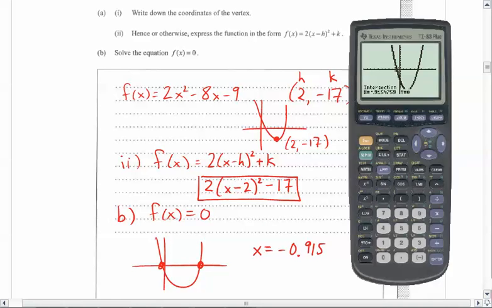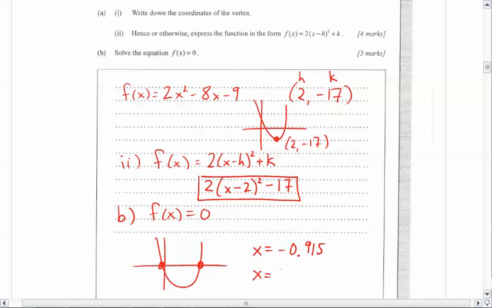I'm going to do the same thing again, so I can calculate intersect between the 0 curve and the graph. And I get 4.92. So always write your answer with 3 significant figures. There we go.